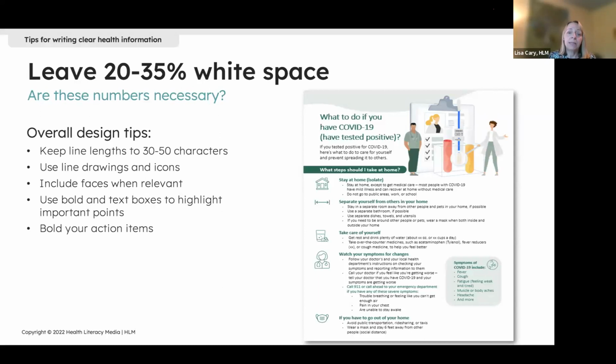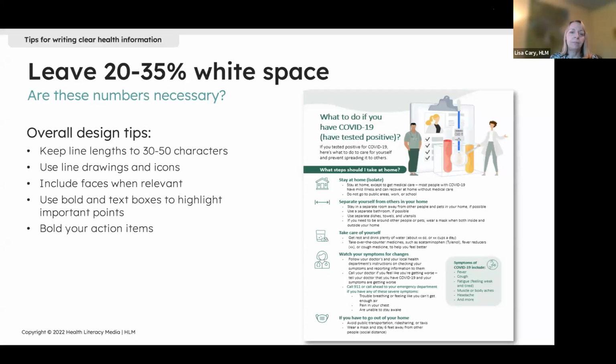It helps to keep line lengths to 30 to 50 characters, or letters and the spaces in between, because that makes for bigger margins on either side and more white space. You can use line drawings, icons, photographs. Studies show that faces are the most interesting to people. So use faces or photos of faces or people when appropriate.